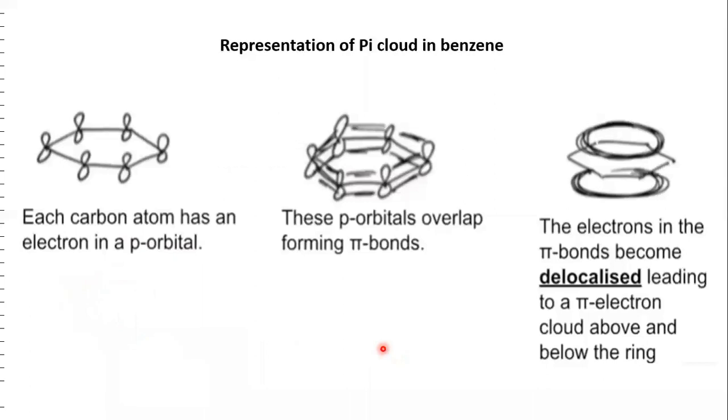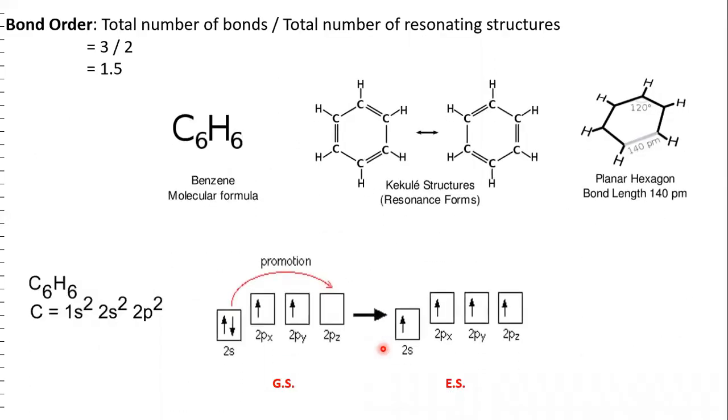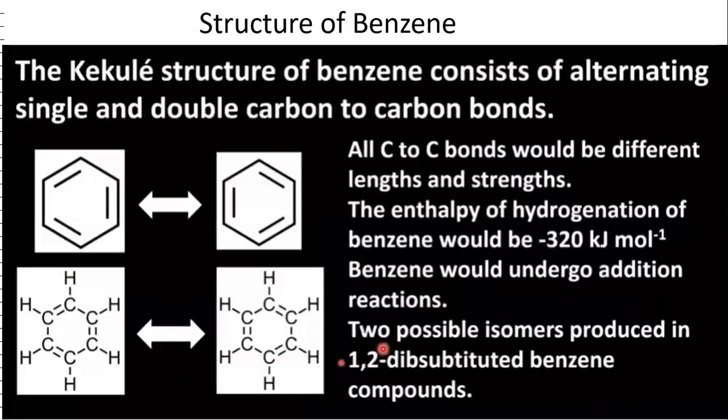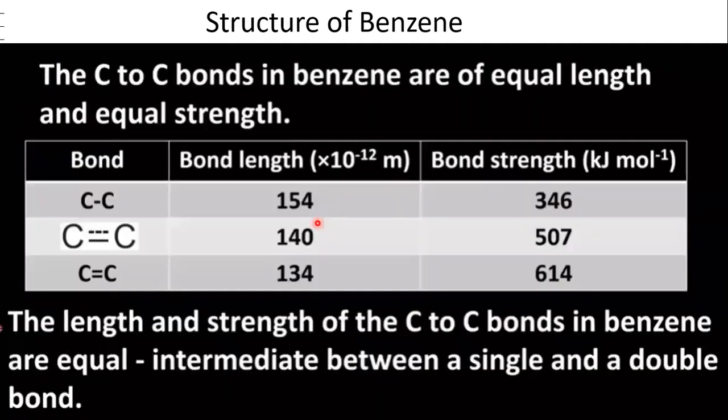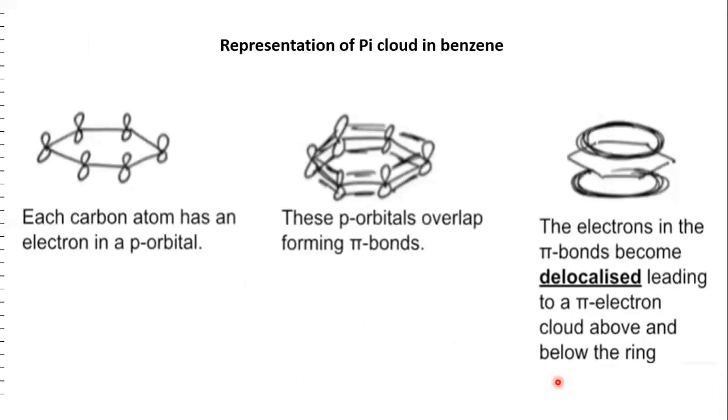we are stating this because there are two different resonating structures for benzene that we have already seen. So either you can draw this structure or you can draw this structure. So you can say these pi bonds are moving in nature. Hence these are called delocalized electrons. So the ring represents the delocalized electrons within the benzene molecule.